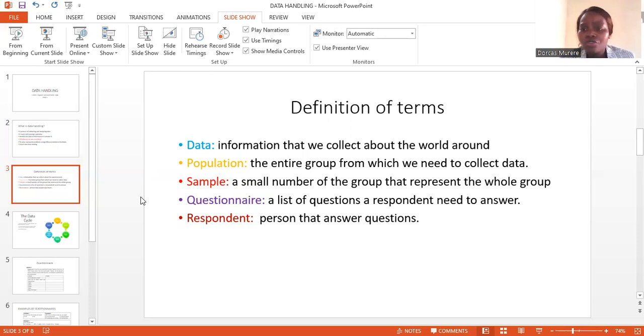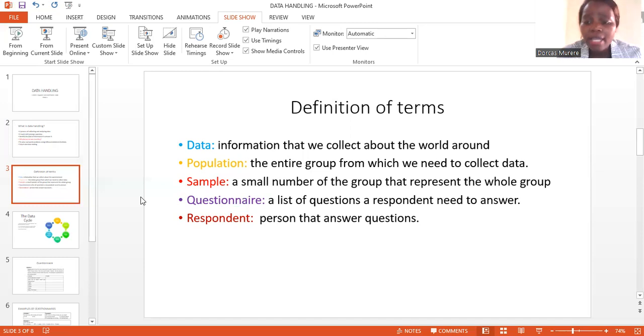Then how do you collect data? There are many methods of collecting data. You can collect data using a questionnaire, which today we are going to use. We are going to discuss how you design a questionnaire, or how you ask questions. A questionnaire is a list of questions a respondent needs to answer. A respondent is a person that is going to answer those questions on the questionnaire.